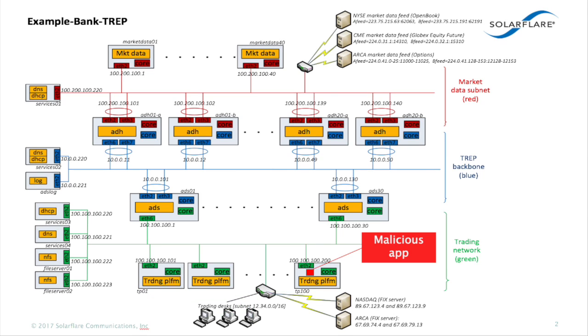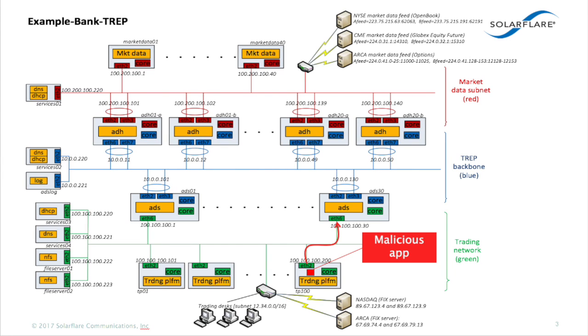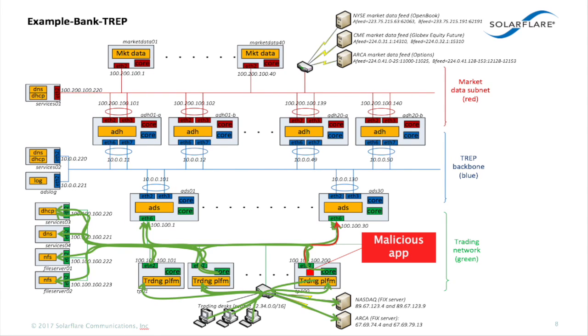and stop attacks. In this image, you can see on the bottom right that a malicious application has somehow found its way onto the trading platform TP100 system. The malicious application is going to attempt to access the system ADS30 on the backbone network.